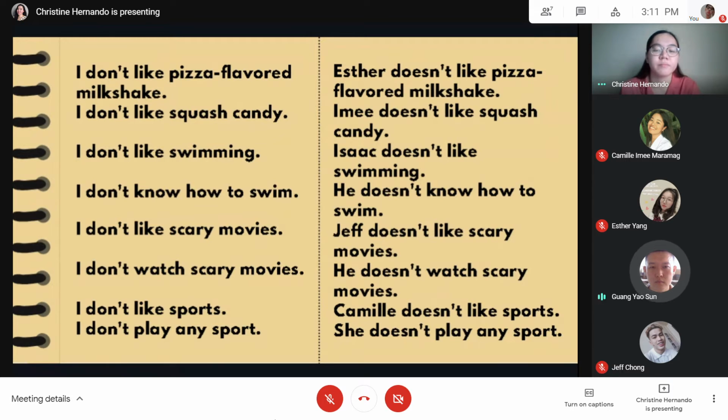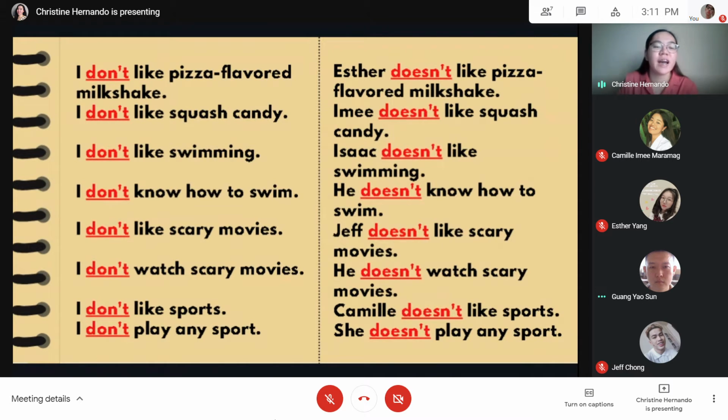Ma'am, I think the words don't and doesn't. That is correct. Very good, Isaac. So, as highlighted in the slide, the words don't and doesn't occurred in each and every sentence in this set of examples. Did you observe the same thing? These words are actually negative contractions, but they are also called auxiliary verbs. Did you get that, guys? So don't and doesn't are auxiliary verbs. Yes, ma'am.